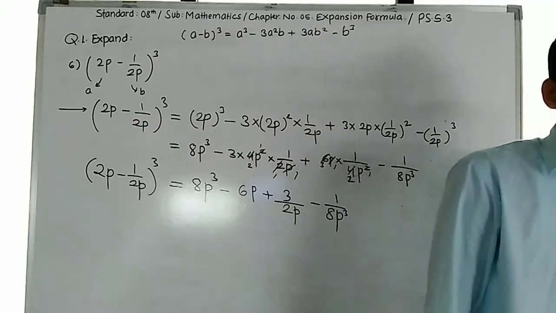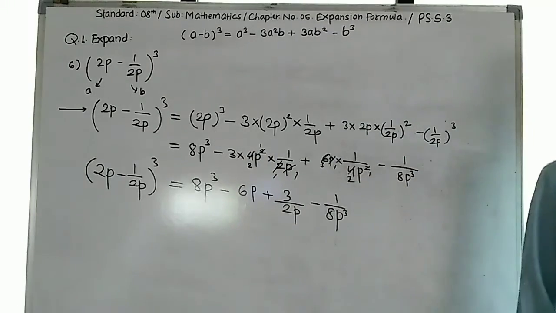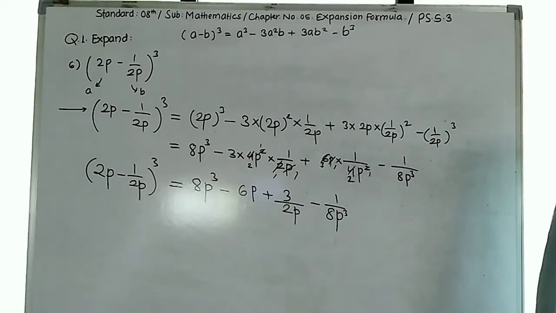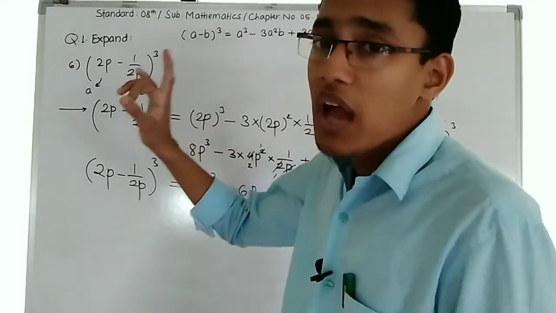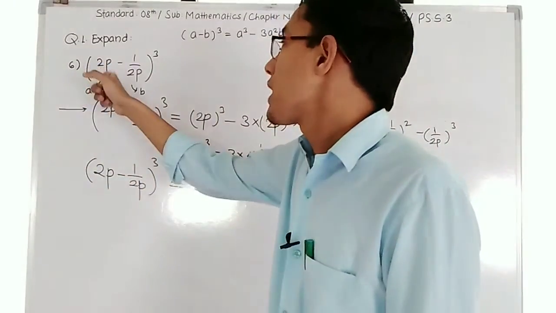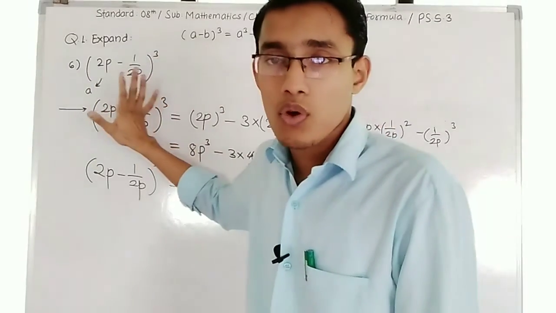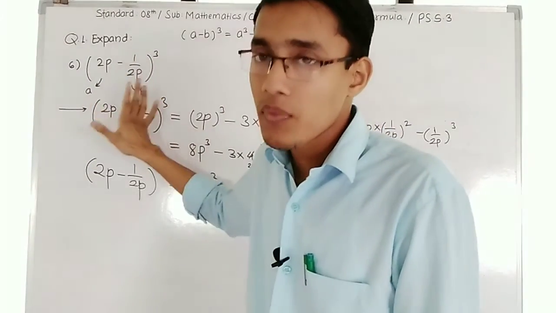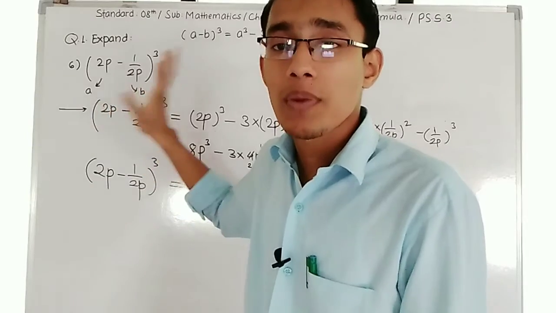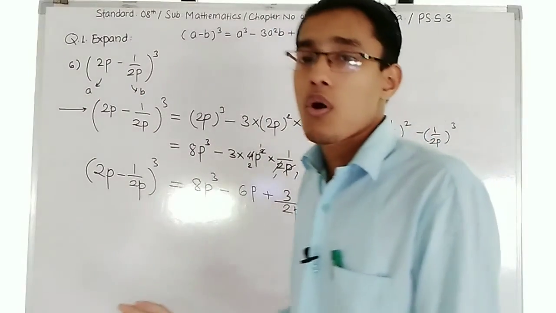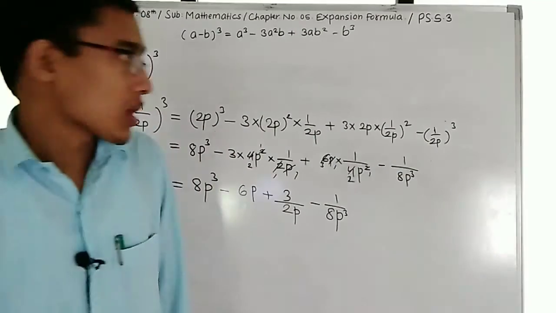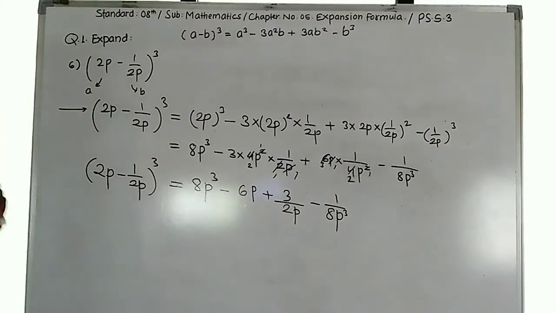So in all this expansion, what we have seen is that the only thing we have to do is find out a and b from the given term. We have to decide what is a, what is b. After deciding that, we replace the values of a and b in the given general formula, and the rest is all simple mathematics. So this was sub question number 6.